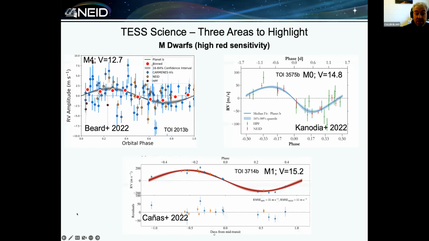And a third area to highlight is M dwarfs. Because of the intrinsic high red sensitivity, NEID is very good for observing M dwarf TOIs. These are 3 examples here. And if you squint, you might say, well, those error bars look more like a few meters a second, not the advertised sub-meter a second. But I want to highlight that in the optical, many of these objects are quite faint. For example, Caleb Cañas, who may be on the call here, has a nice recent paper about an M dwarf TOI that has a V magnitude of about 15.